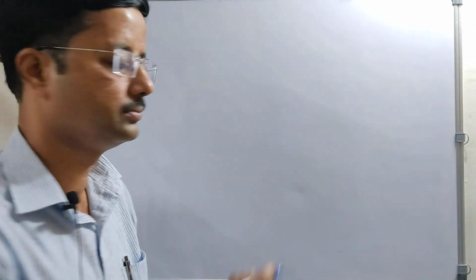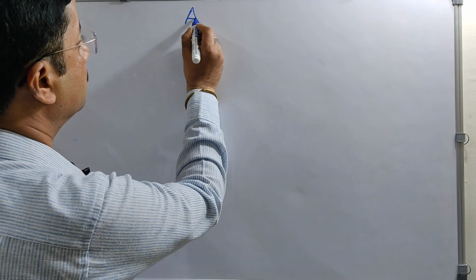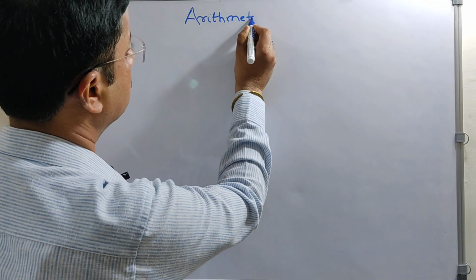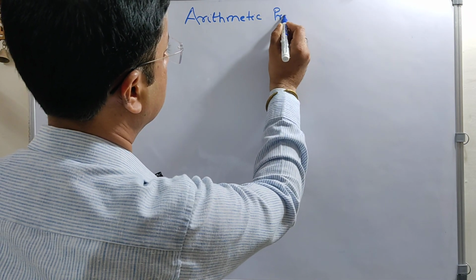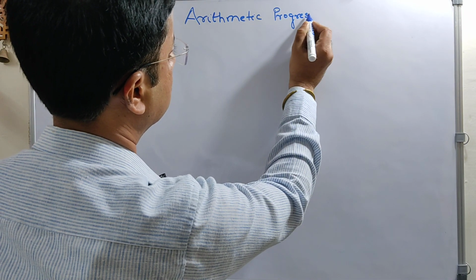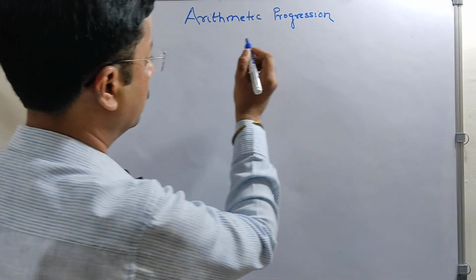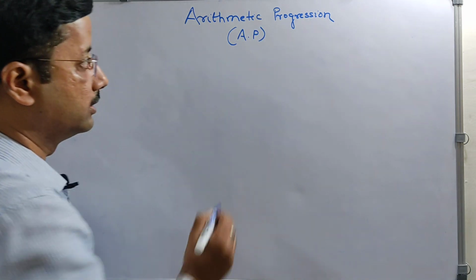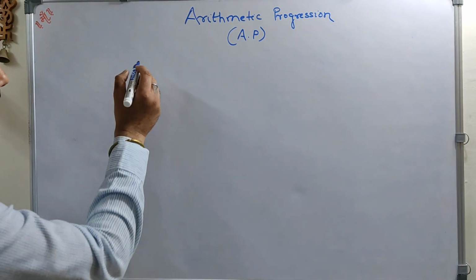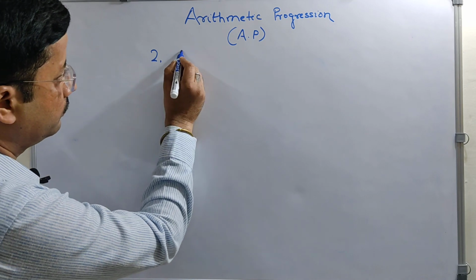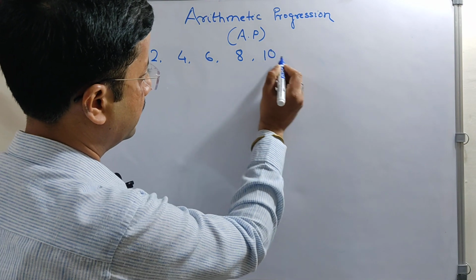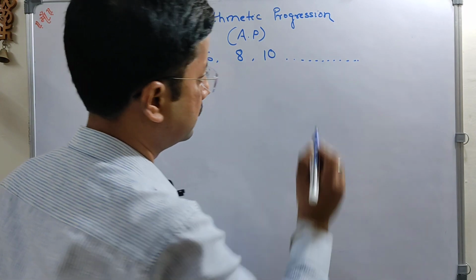Today we are going to start arithmetic progression, which is also written as AP. Now we will see one example here first: 2, 4, 6, 8, 10 and so on.